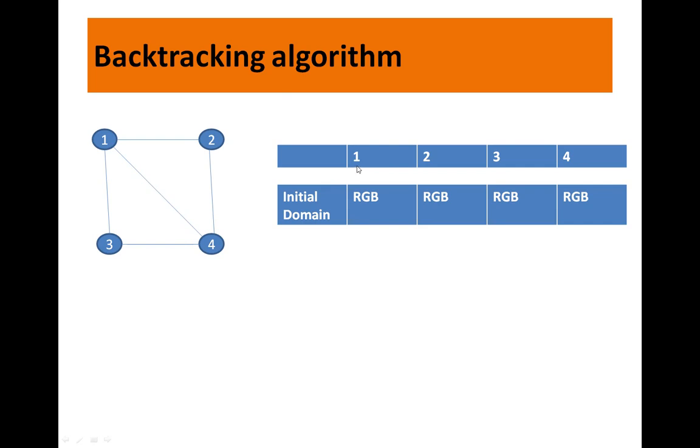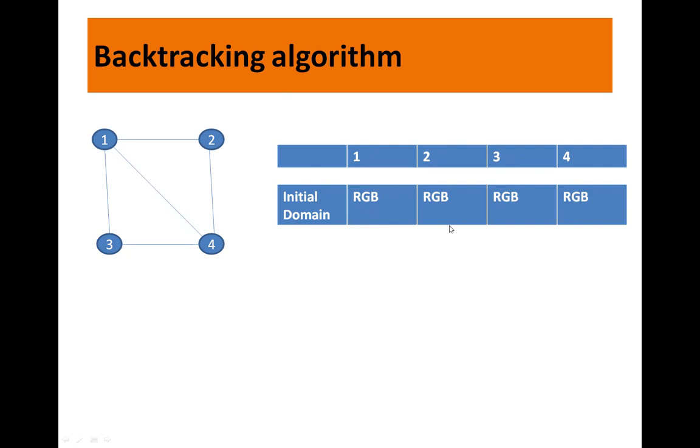So these are my variables 1, 2, 3, and 4, right? And initial domain is what? RGB. Now, what does this mean? For variable 1, initially I can color either red or green or blue. Similarly, for variable 2, initially I can give a color as red, green or blue. Similar is the case for 3, and similar is the case with node 4. Fine. So this is the initial step.